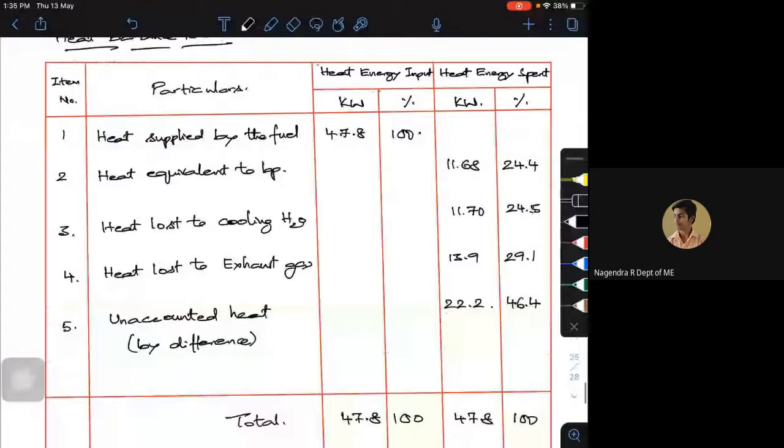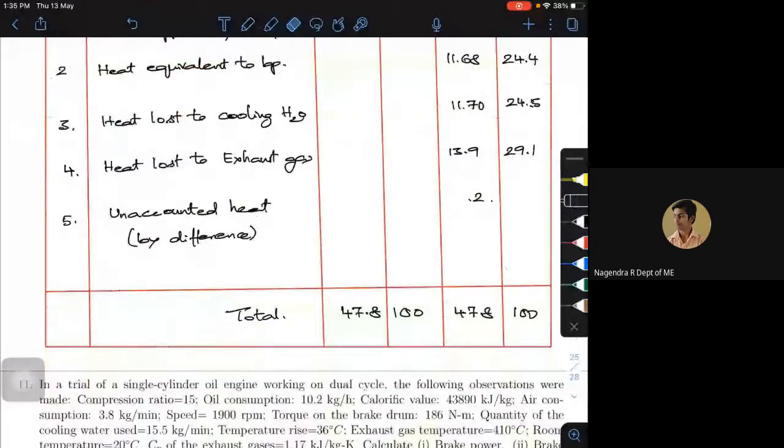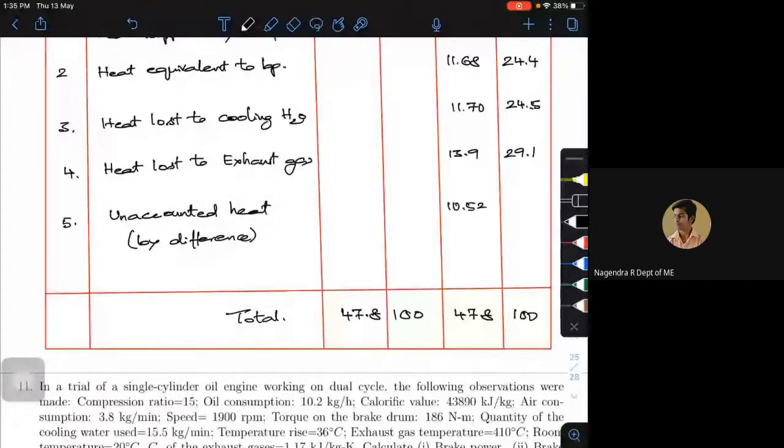10.52. Yeah, I think I did it in the calculator, but I forgot to write it. So 10.52. I'm getting around 22.0%. No problem. Now, if you add up everything, you'll get 100.